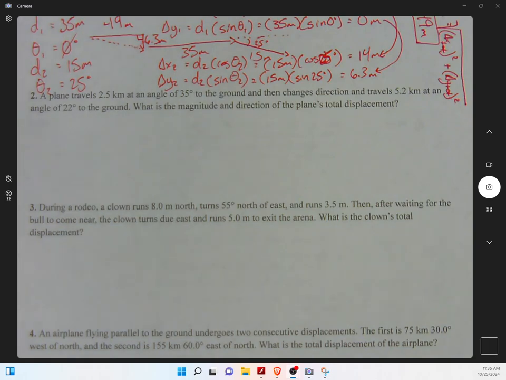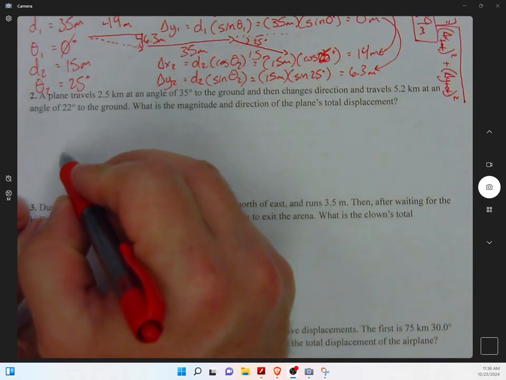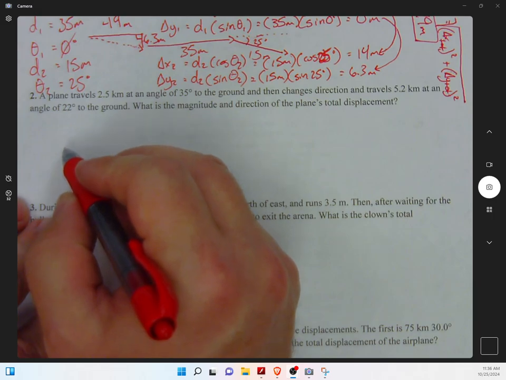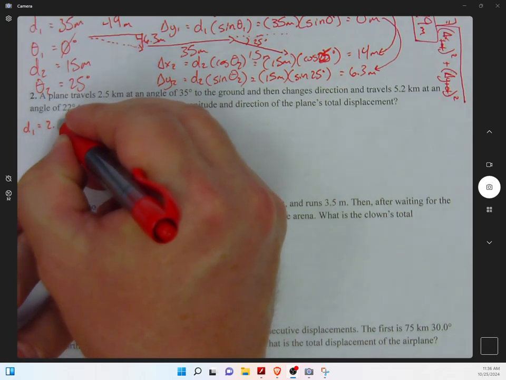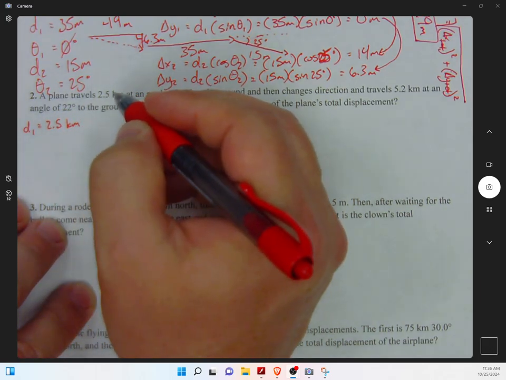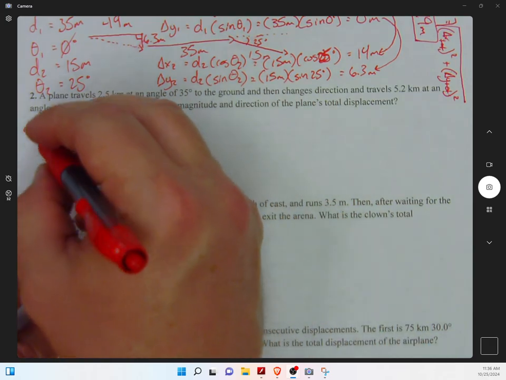All right, number 2. A plane travels 2.5 kilometers at an angle of 35 degrees to the ground, and then changes direction and travels 5.2 kilometers at an angle of 22 degrees to the ground. What is the angle and direction of the plane's total displacement? So we are initially moving 2.5 kilometers, like during the ascent. And during that ascent, we're traveling at an angle of 35 degrees.